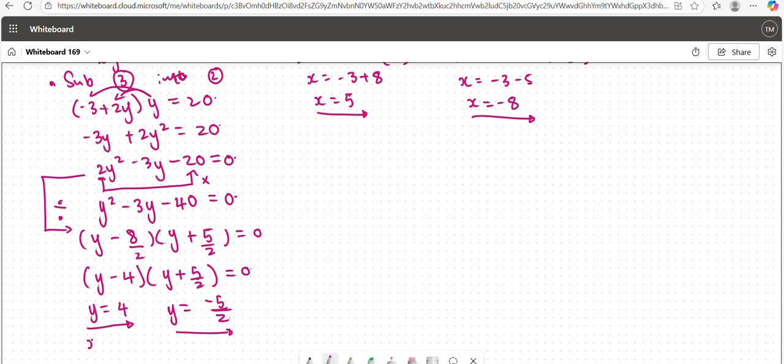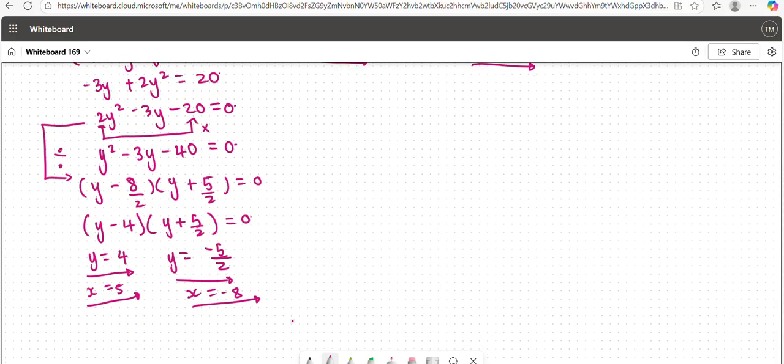So those are your 2x values and these are your 2y values. Sometimes what I like doing is I like putting them close to each other like that. This x value corresponds with that y value. This x value corresponds with that y value. Just put them close like that, close to each other.